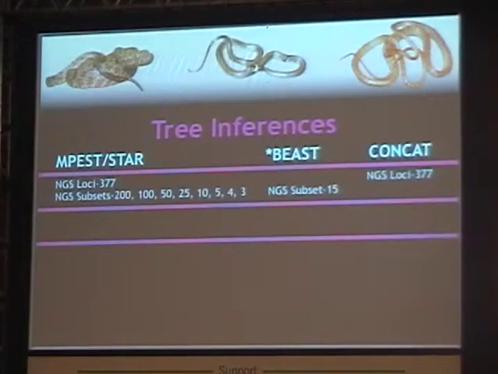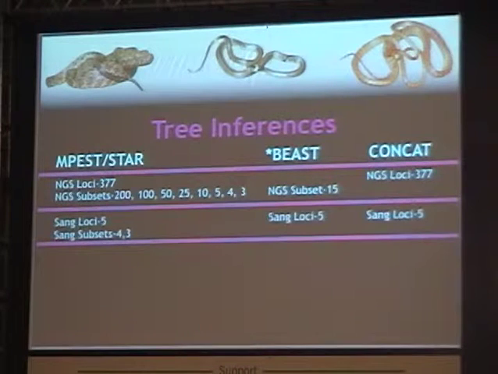And if we just see how this sort of looks in a little bit of a breakdown, what programs I used for each one: MP-EST and STAR for all the NGS subsets and the full data set. For *BEAST, NGS has to be just those 15. You could do more, but I was just seeing how does it work with 15 compared to 377. And then concatenation, let's throw all 377 in there and see what happens. For the Sanger data, I did MP-EST and STAR with 5, 4, and 3. And then I ran *BEAST using all 5 because that's probably what you do in reality.